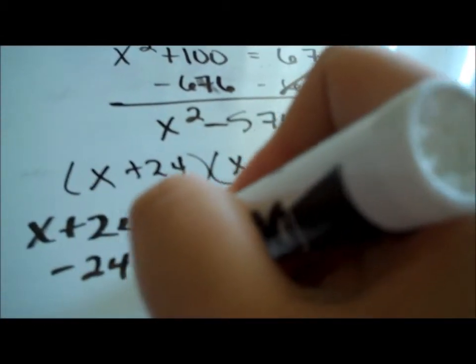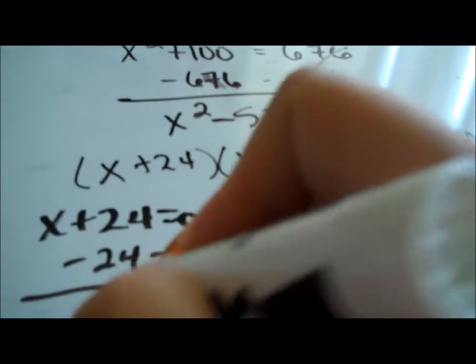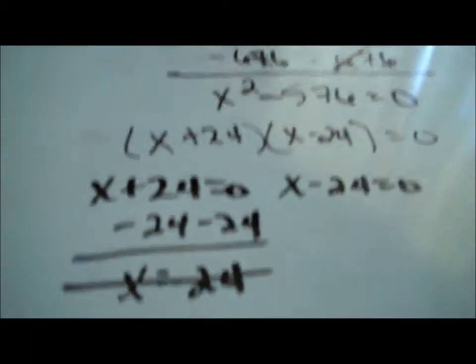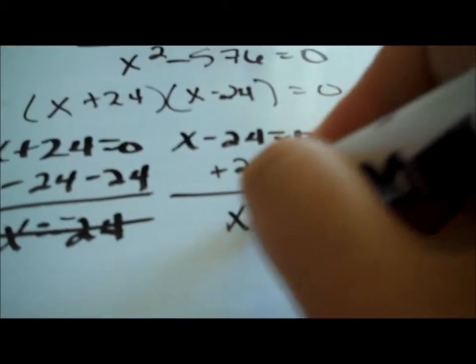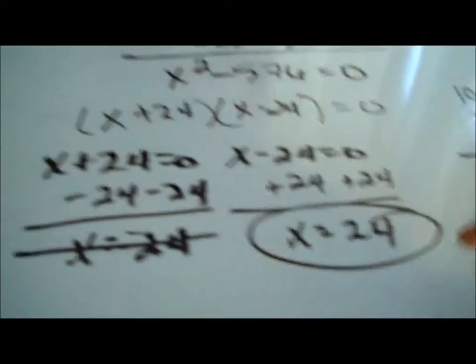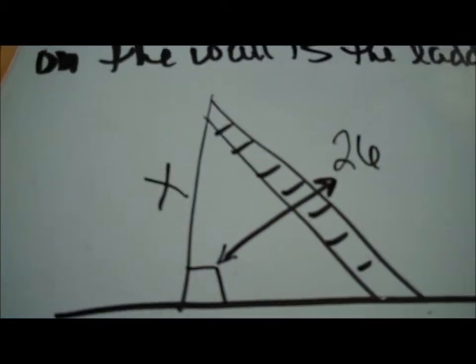Subtract 24 on this one. So I get x equals a negative 24. Not going to use that one because, again, I don't use negatives in my answer. Positive 24, positive 24, I get x equals 24. So that means, I'm going to go back to over here, that means that this is 24 feet up on the wall.